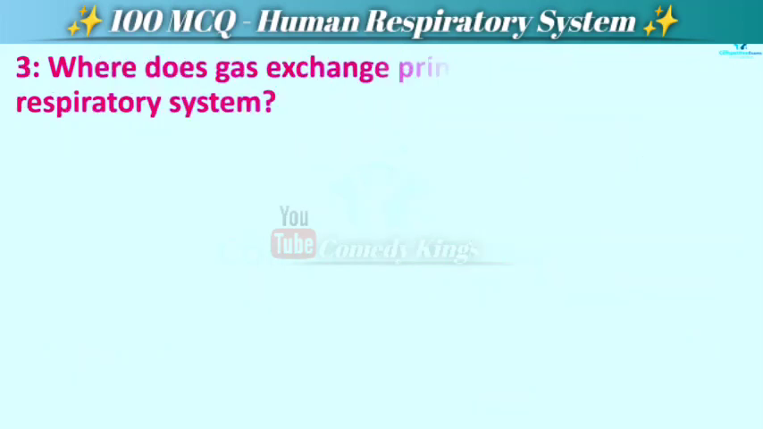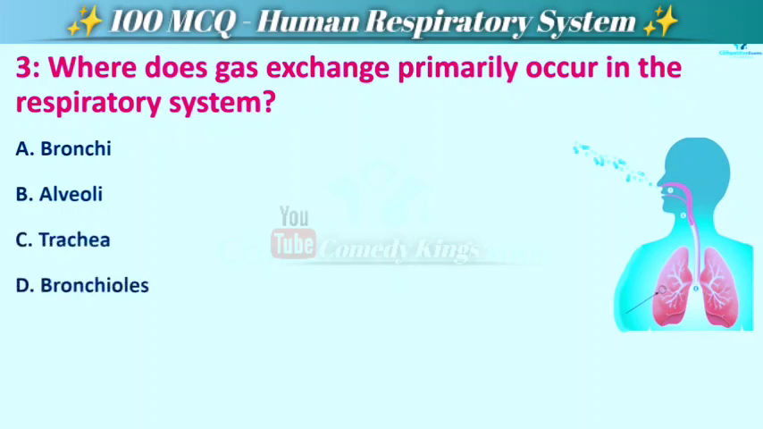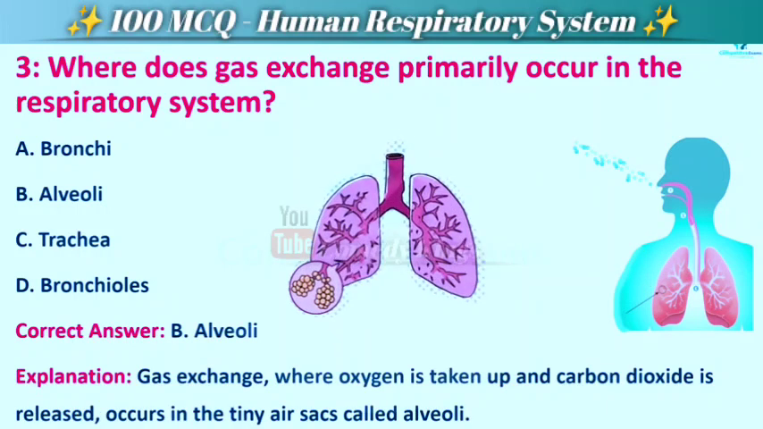Question number 3. Where does gas exchange primarily occur in the respiratory system? Your options are bronchi, alveoli, trachea, or bronchioles. The correct answer is B, that is alveoli. Gas exchange, where oxygen is taken up and carbon dioxide is released, occurs in the tiny air sacs called alveoli.